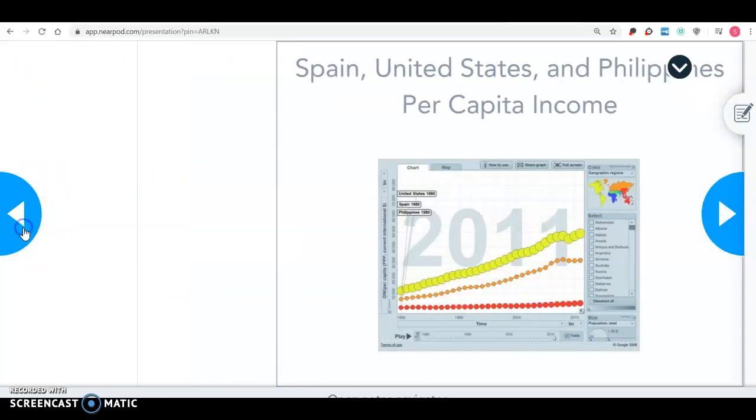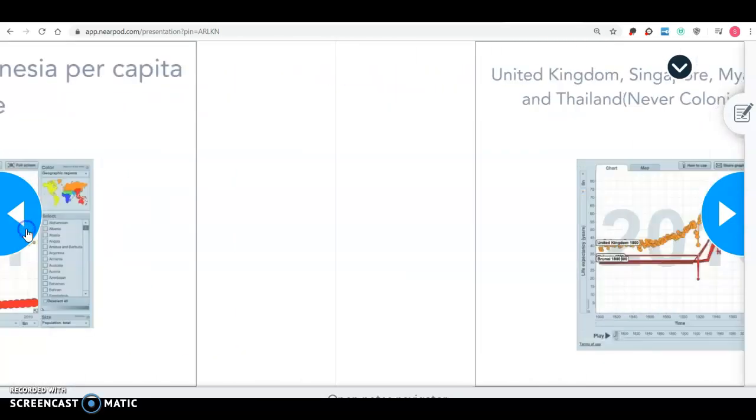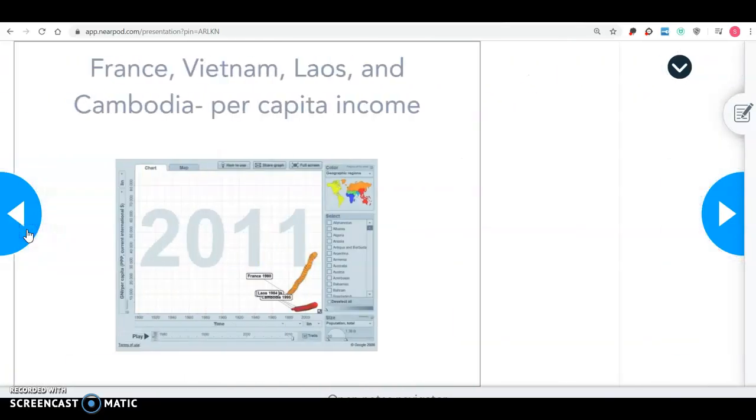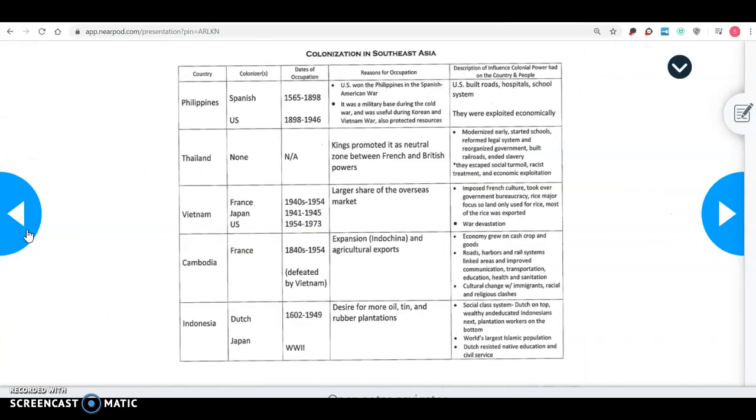So that is your colonialization notes. I would definitely look at the chart that we went over so that you have a better understanding of the impacts and study the specific places. But yeah, this will be for your quiz next week.